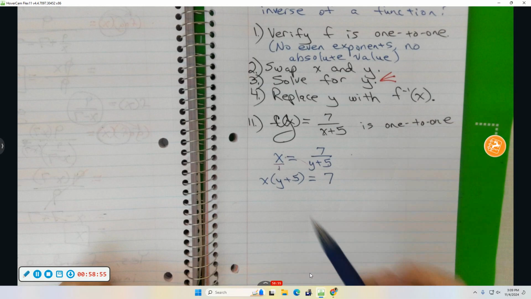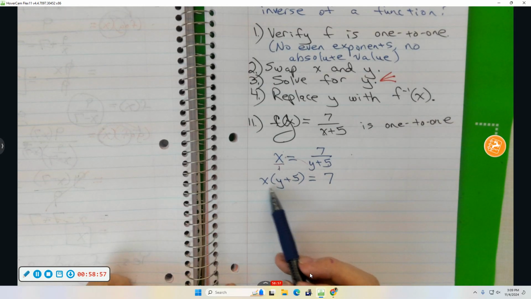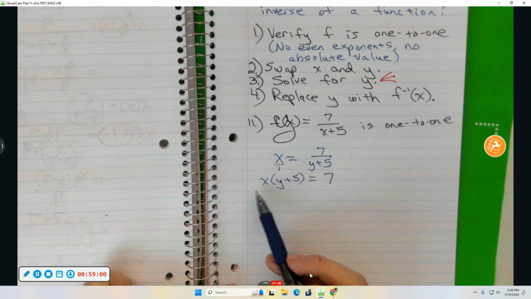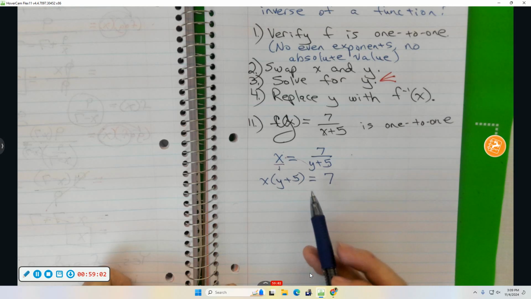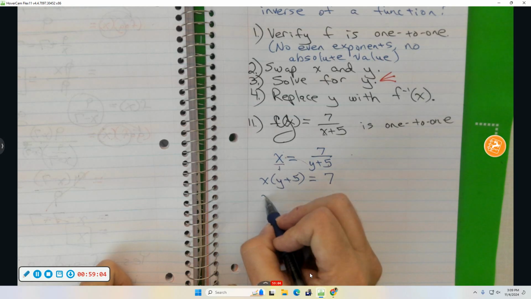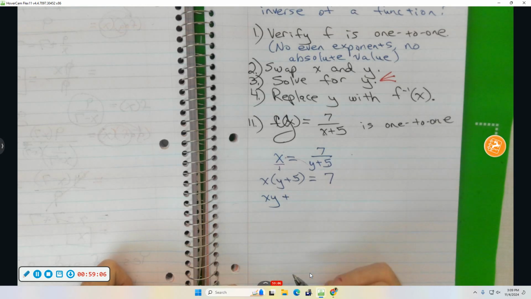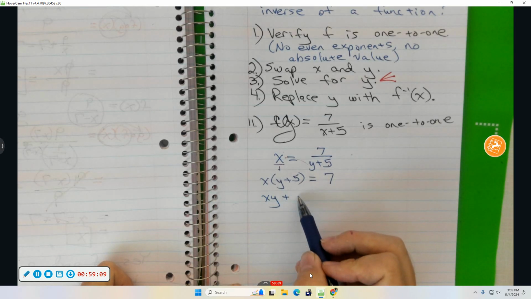I need to get y by itself. I think I'll distribute through the x. Distributing through the x on the left side, we have x times y is xy plus, what are we going to have? What else are we going to have here?